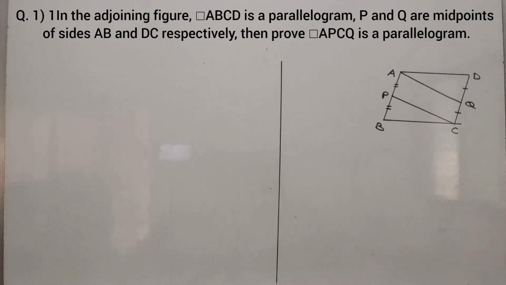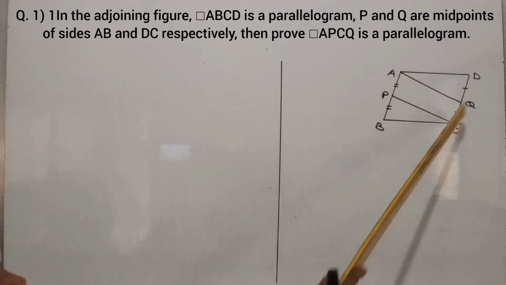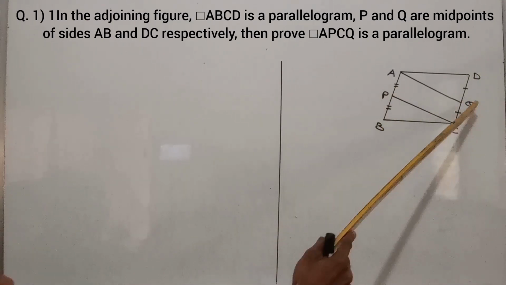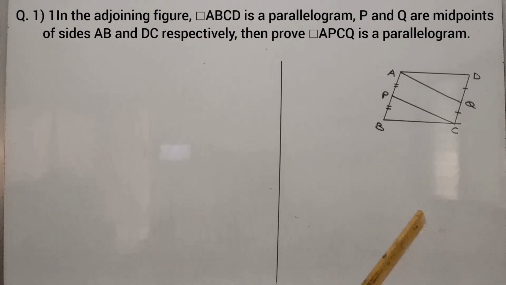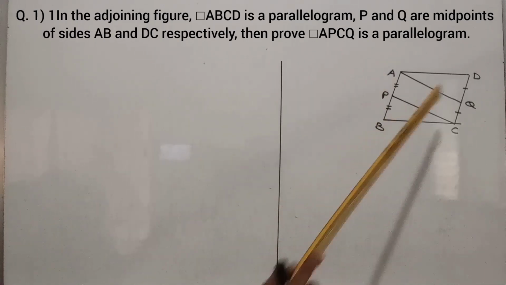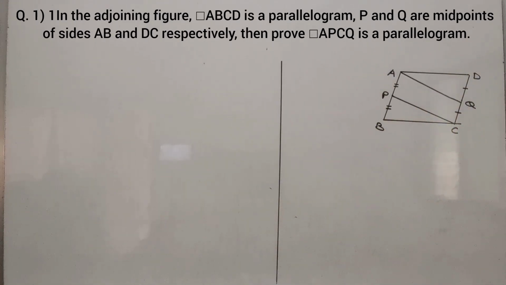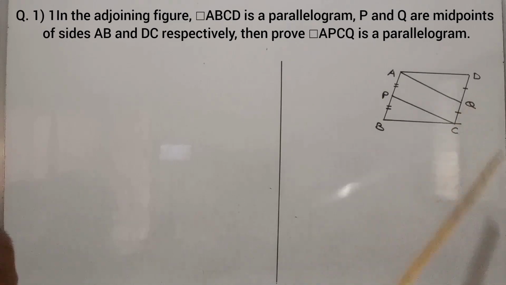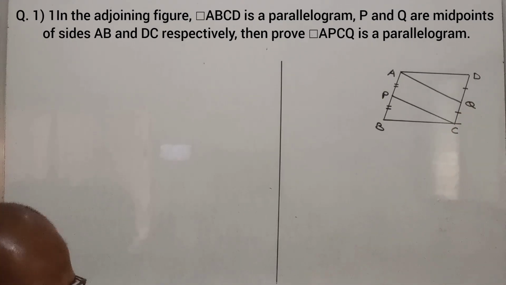Practice set 5.2. Question number 1. In figure 5.22, quadrilateral ABCD is a parallelogram. P and Q are midpoints of side AB and DC respectively. Then prove that quadrilateral APCQ is a parallelogram.